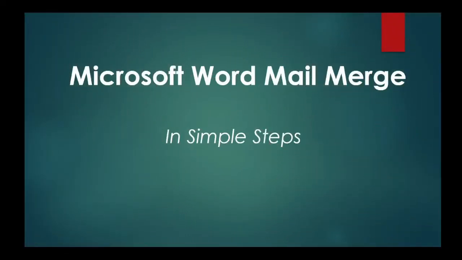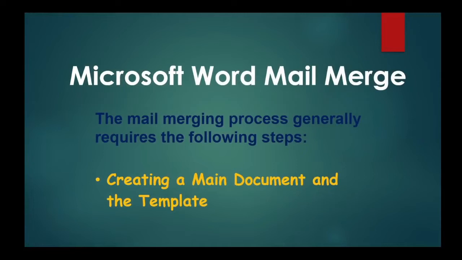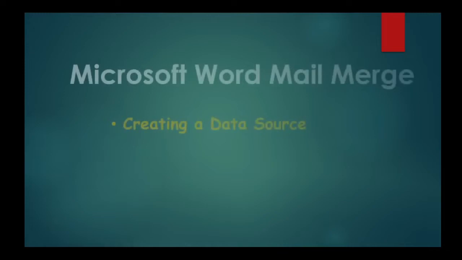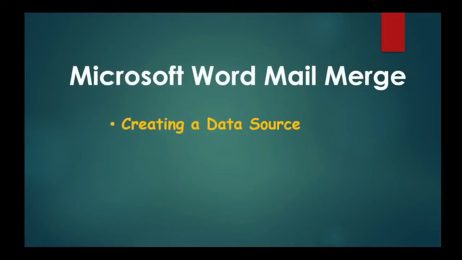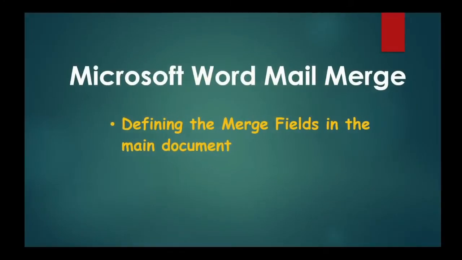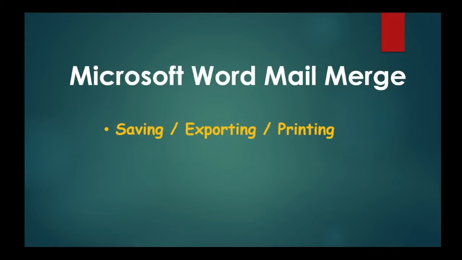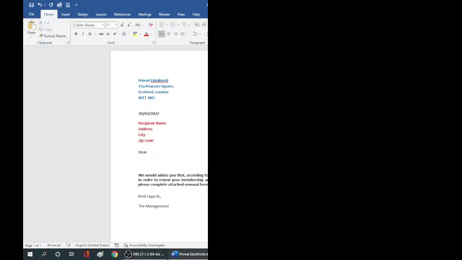Now let's have a look at the simple steps involved in mail merge. First, we need to create a main document and the template, which is a Word document. Next, we need to create a data source, which will be an Excel file containing all data. Then we need to define the merge fields in the main document. Merging the data with the main document is the next step. And finally, you have to save, export, or print the document.